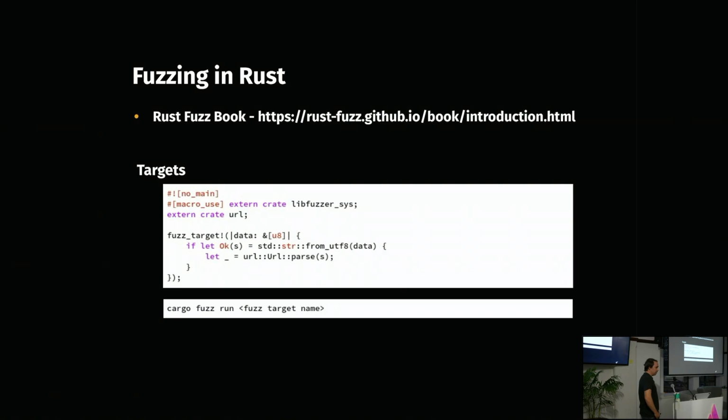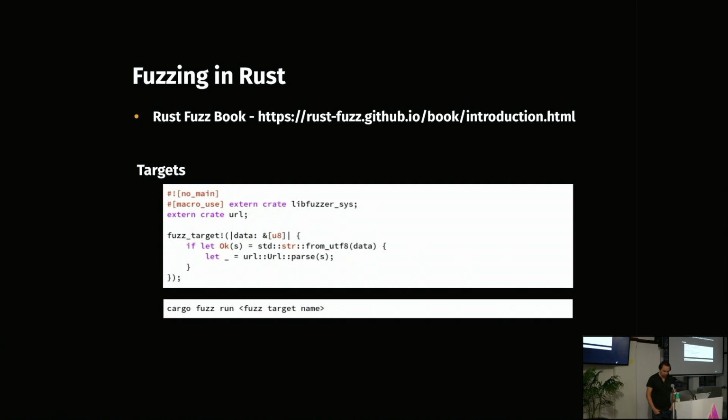Cool. Okay, so fuzzing in Rust. This is pretty easy. It's not too hard to do. There's a Rust Fuzz book. That's the URL to it. And I also shamelessly stole like 2 slides from them just to show you how easy it is to do fuzzing in Rust.